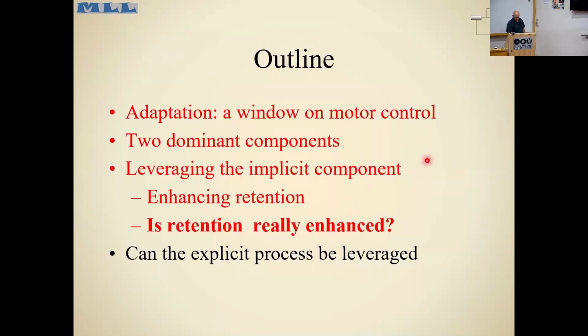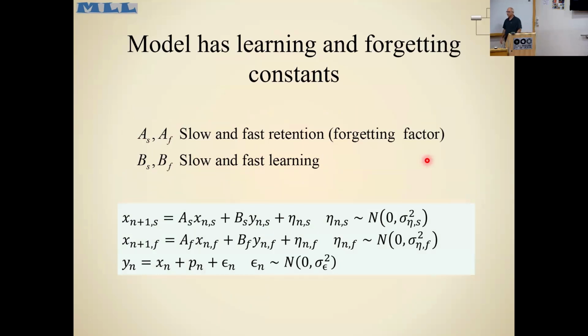So did it really work? Well, we fit the model, right? The same model that I was talking about with the fast and the slow terms. And just to be clear, what we expect to see if you're getting a strengthening of the slow state is that the AS, the slow forgetting, should be less. It's actually AS being bigger, but you should get less slow forgetting and more slow learning. BS should be more.